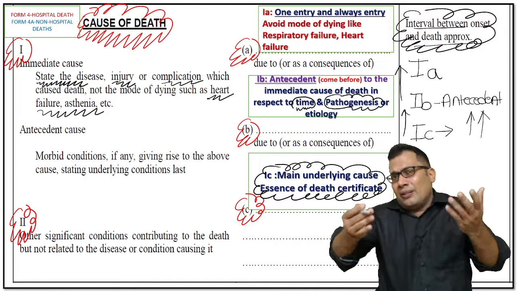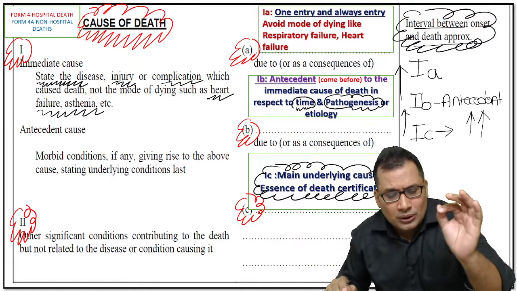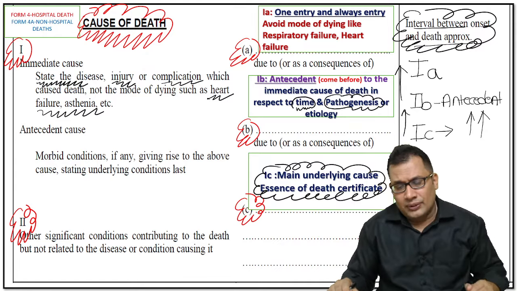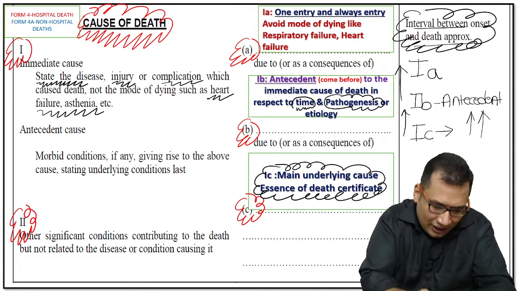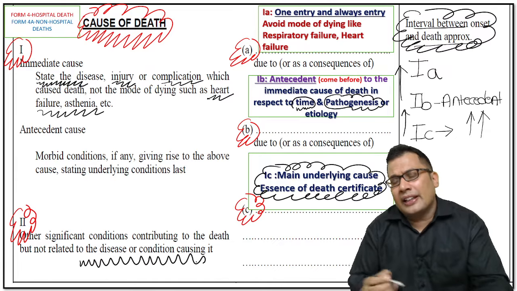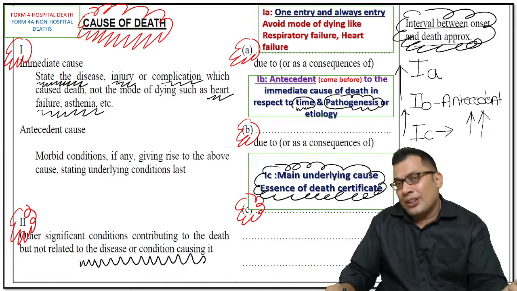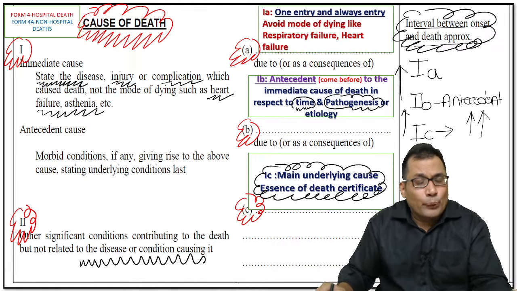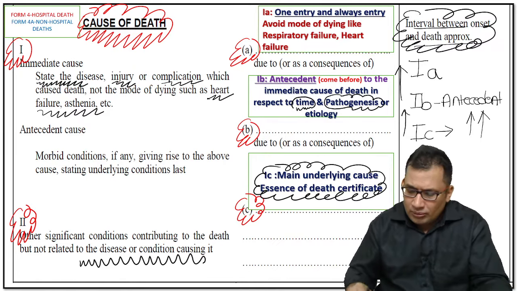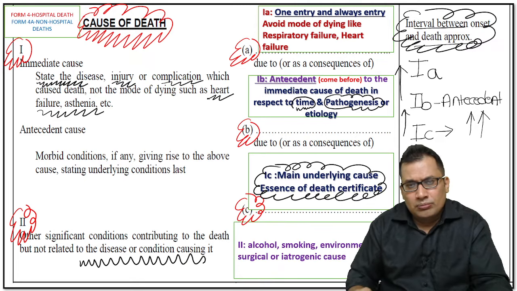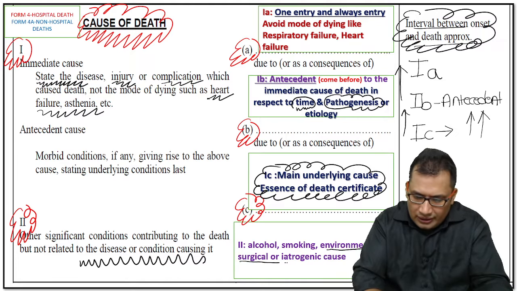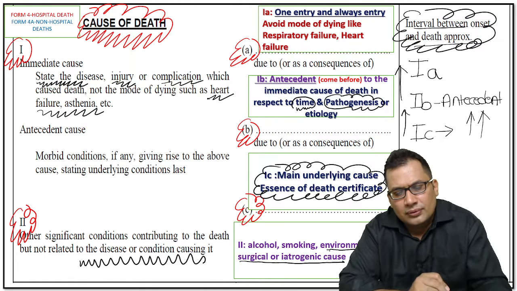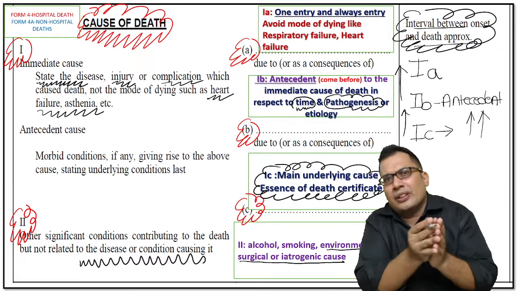Now, what comes in part 2? In part 2, other significant conditions contributing to the death, but not related to the disease or condition causing it. Okay? Other significant conditions, either it can be hypertension, diabetes mellitus, alcoholism, smoking. So all this comes under part 2. Sometimes environmental factors, surgical or iatrogenic cause. Other significant conditions come under part 2.